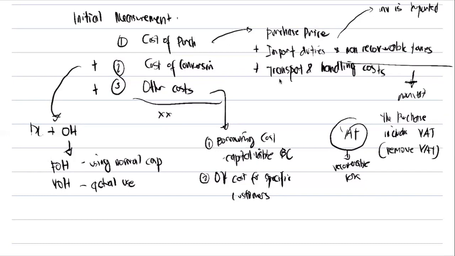Second, overhead costs for specific customers. This happens, guys, if there is a specific order or made to order. So you just add that in your other costs.